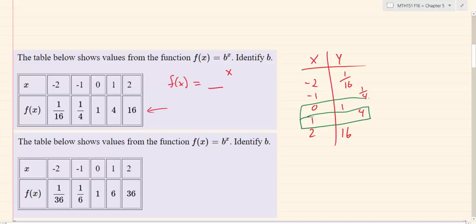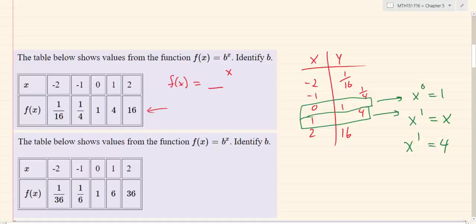Here is rule number 1. Anything to the 0 power is equal to 1. And here is rule number 2. Anything to the first power equals itself. So you have x to the first power equals 4.